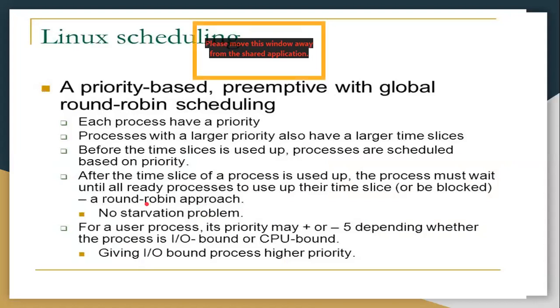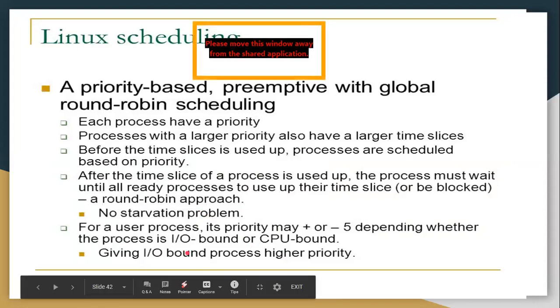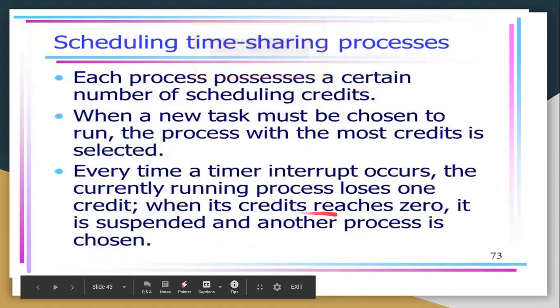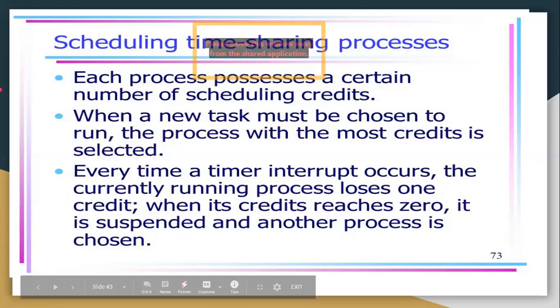the scheduling policy. And the process will go for the higher priority, which has a lesser time and which has a higher priority. Each process has certain scheduling credits, and when new tasks are chosen to run, the process with the most credits is selected. Every time a timer interrupt occurs, the currently running process loses one credit. Once the credit reaches zero, it is suspended, and another process is chosen. That means a credit system policy goes on.